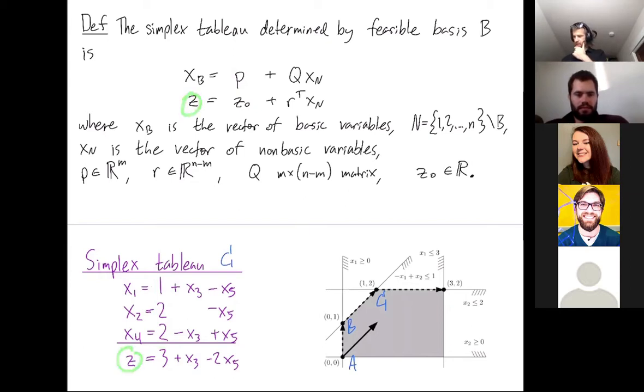Z is where we currently are in our optimization function. So it turns out, I think on this problem, we're trying to optimize x1 plus x2. And right now, that value is 1 plus 2, or 3. And then R is just encoding these coefficients. I have a 1 in front of the x3 and a -2 in front of the x5. So R is just telling you how your optimization function depends on the non-basic variables. Any questions so far?